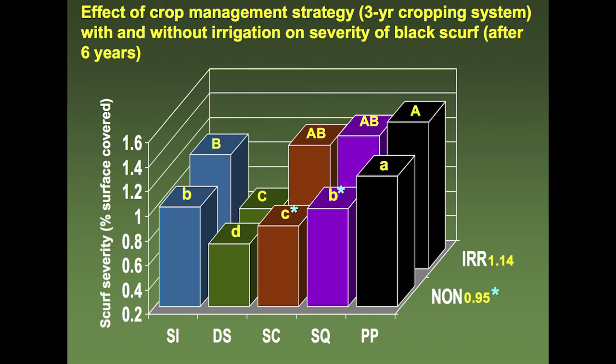Again, this is black scurf, Rhizoctonia solani. All the rotations reduced disease relative to no rotation, but the disease-suppressive was lower than any other. We're reducing disease by over 40% compared to the standard rotation. But notice that the soil improving system here, even though it had much better soil quality and soil health parameters, the disease reduction was not any better than the status quo system. It was better than no rotation, but not any better than the status quo system.